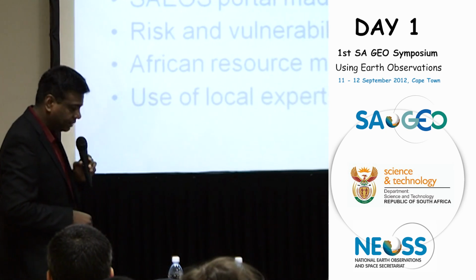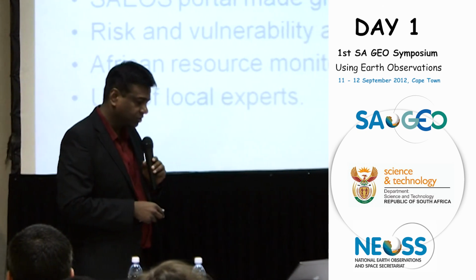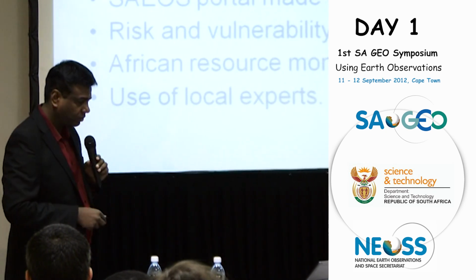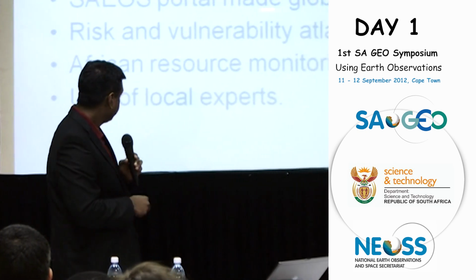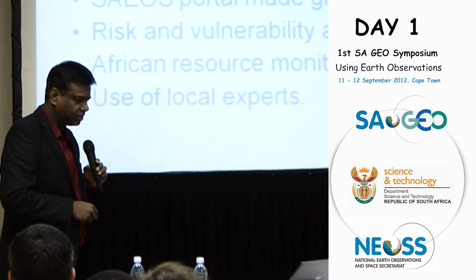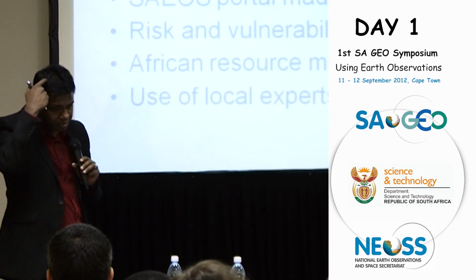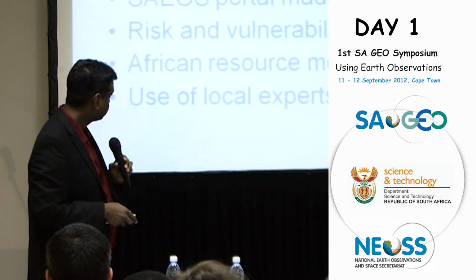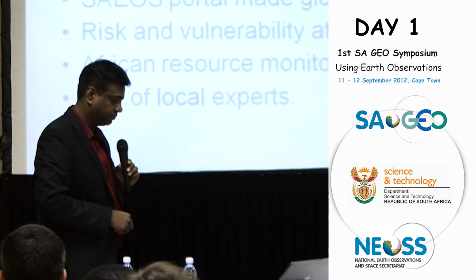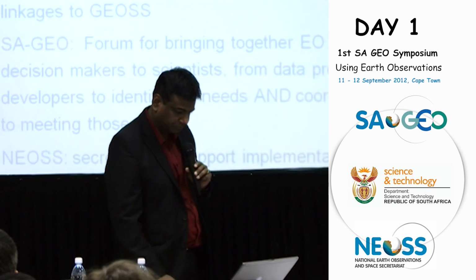The Risk and Vulnerability Atlas was launched a few years ago, and when we presented this to the GEO community, there was a lot of interest. In fact, this was seen as one of the forerunners in terms of the applications. The ARMC is a constellation of satellites that we've been working on. It's been a few years in the making already. But essentially what we want to do is to put up a constellation of satellites that will look at environmental resource management. If that constellation is up and running, it will then plow back the data into this particular system. And then also use of the local experts in the international initiative.